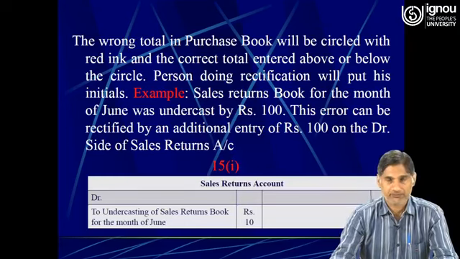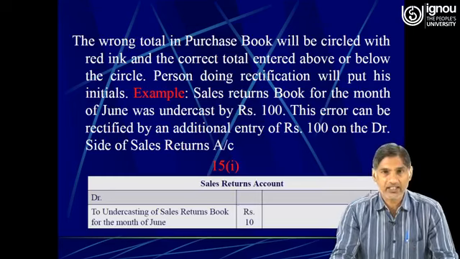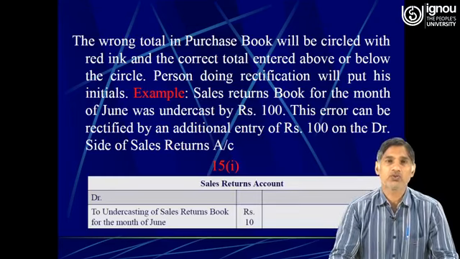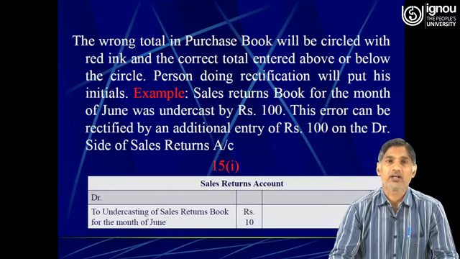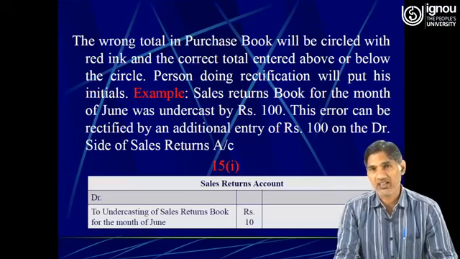Next one is: sales return book for the month of June was undercast by rupees 100. This error can be rectified by an additional entry of rupees 100 on the debit side of sales return account.